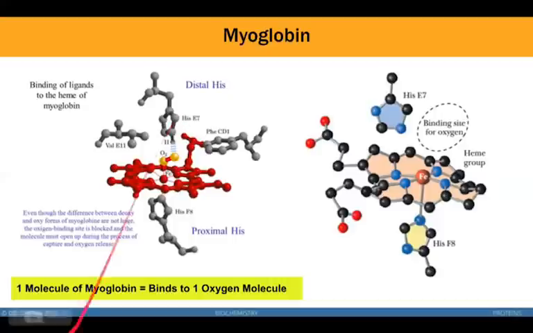One molecule of myoglobin can bind to one oxygen molecule. So this is the usual binding site of oxygen. It binds to the iron of the heme group, and we have the histidine part in this region. The distal histidine functions to provide steric hindrance for the binding of oxygen.